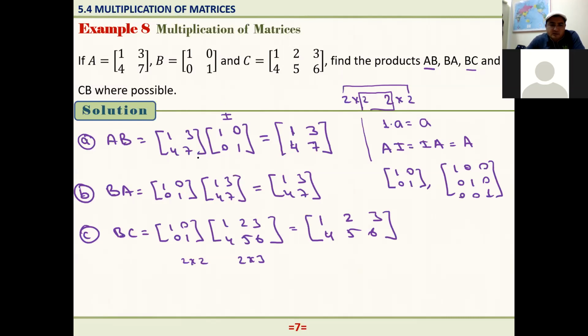Okay, and how about CB? Let's do the last one. CB. What is the order of C? That is 2 by 3. And what is the order of B? It is 2 by 2. And because of this, 3 is not equal to 2. So that is not possible.